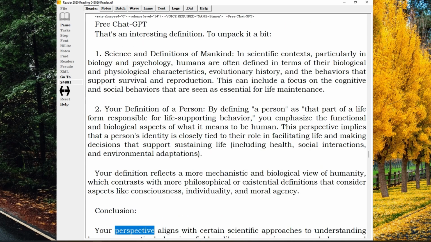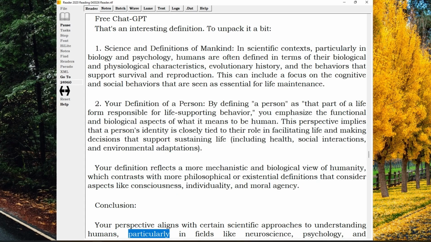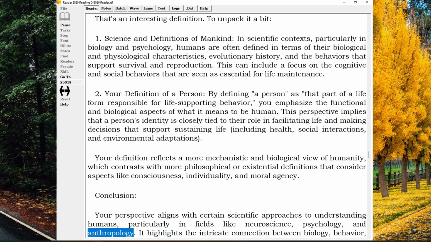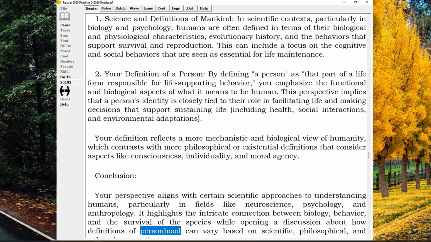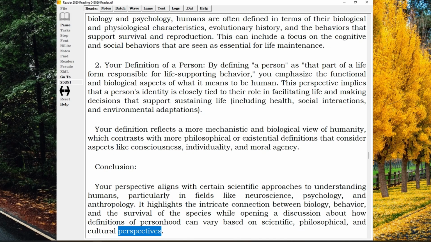Conclusion. Your perspective aligns with certain scientific approaches to understanding humans, particularly in fields like neuroscience, psychology, and anthropology. It highlights the intricate connection between biology, behavior, and the survival of the species while opening a discussion about how definitions of personhood can vary based on scientific, philosophical, and cultural perspectives.